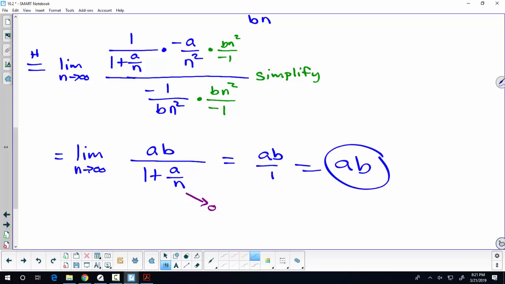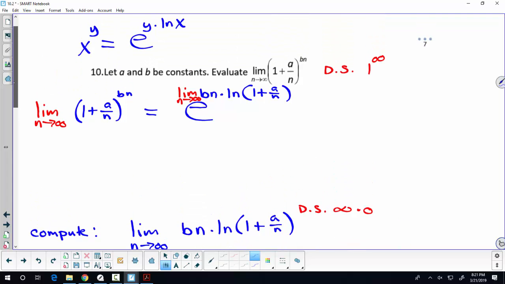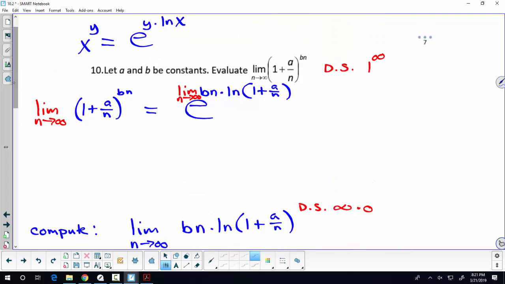So this is our intermediate answer, because that was the limit on the power of e. Oh, right, so it's e to the ab. Right. So for the overall answer, we have to go back up here. All we've done is compute that limit. That limit is ab. So this is e to the ab.